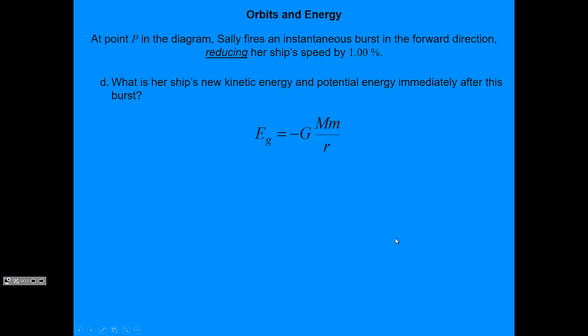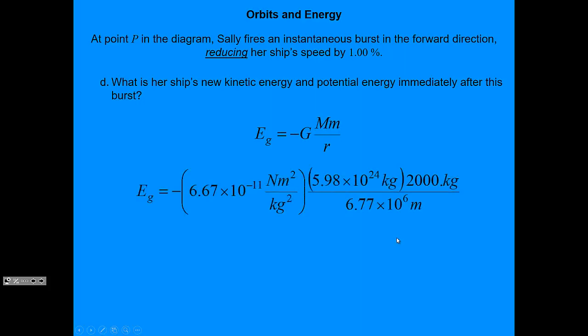Her gravitational potential energy at point P is exactly the same as it was before, because she's still the same distance from the center of the Earth. So that works out to be negative 1.18 times 10 to the 11th joules.